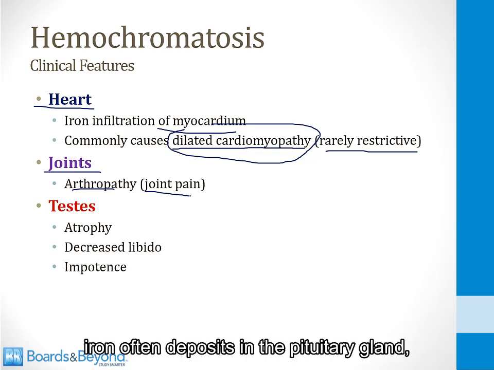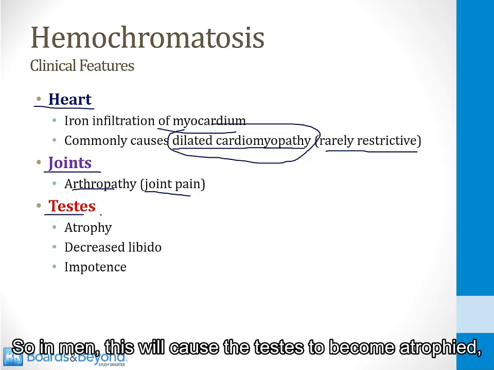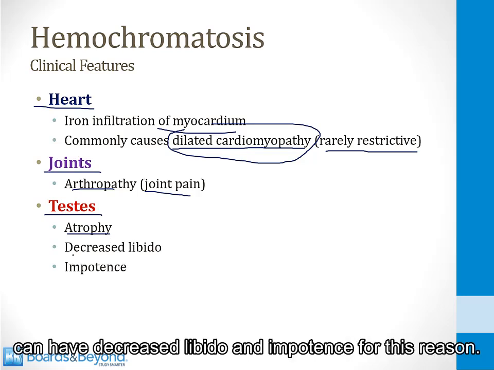And then finally, iron often deposits in the pituitary gland, and this leads to decreased release of gonadotropins like LH and FSH. So in men, this will cause the testes to become atrophied, and men who have hemochromatosis can have decreased libido and impotence for this reason.